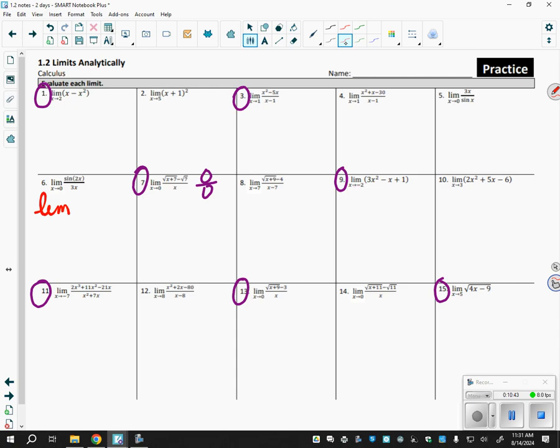I'm going to use up 3 boxes. So I'm going to take the square root of x plus 7 minus square root of 7 over x. And I'm going to multiply by the square root of x plus 7 plus the square root of 7 on the top and the bottom. Because remember, if I multiply the top and the bottom by the same thing, I haven't really changed the value, right? I'm just multiplying by 1.